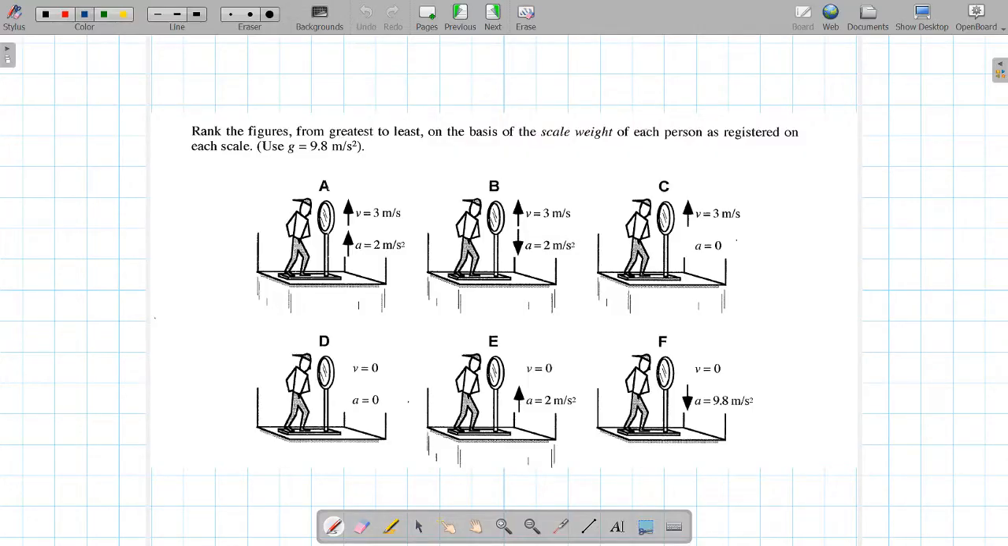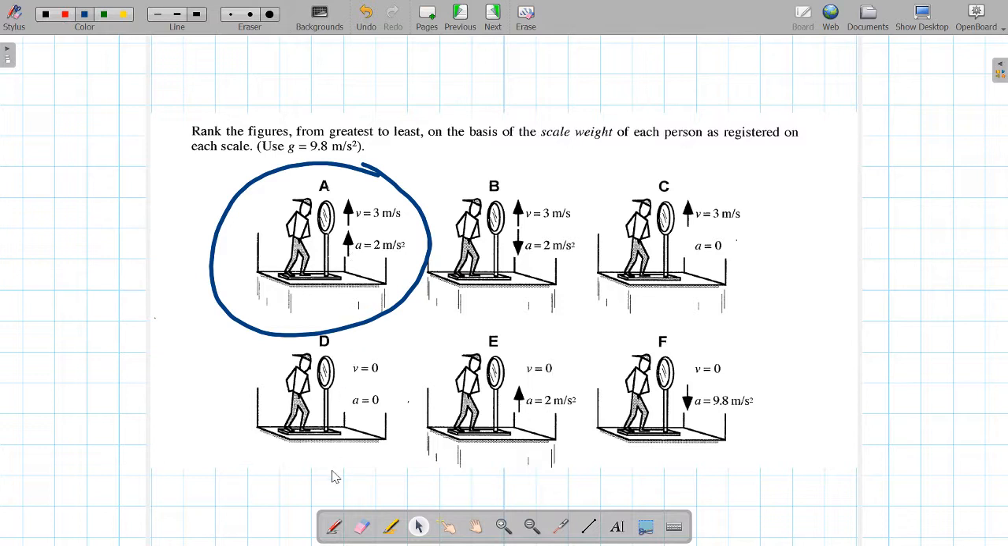For this video here, we're going to work on our graphs. So let's start by graphing situation A. Okay, so if you look at situation A, notice this here, this has a positive velocity and a positive acceleration.